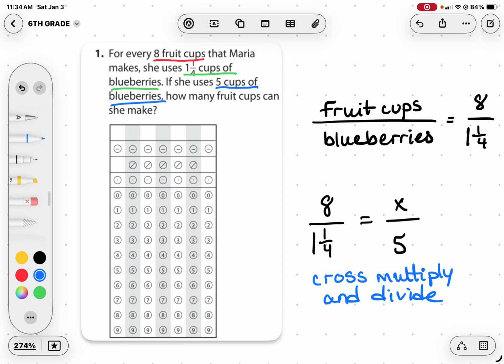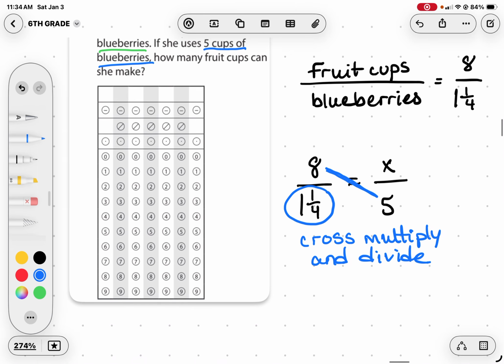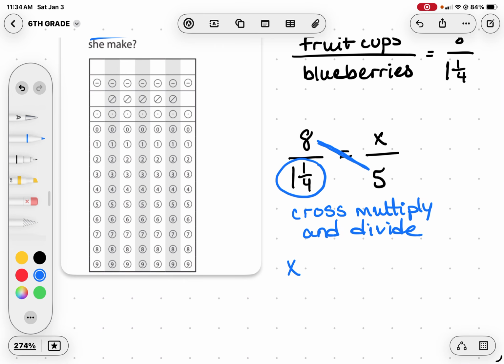So the way you figure this out, you look for the two numbers that are diagonal from each other. Diagonal meaning like across from or opposite. So the 8 and the 5 are diagonal from each other. Those are the numbers that you're going to multiply. And this other number that we circled, that's what we divide by. So when you set it up, it should look like this. X equals 5 times 8 divided by 1 1/4.